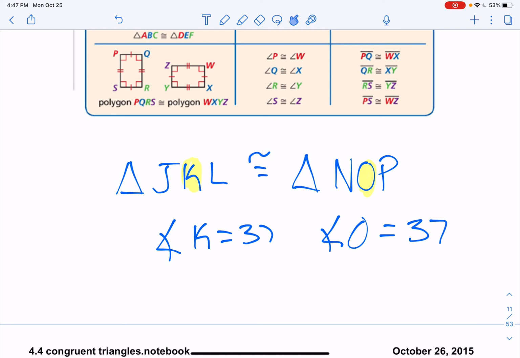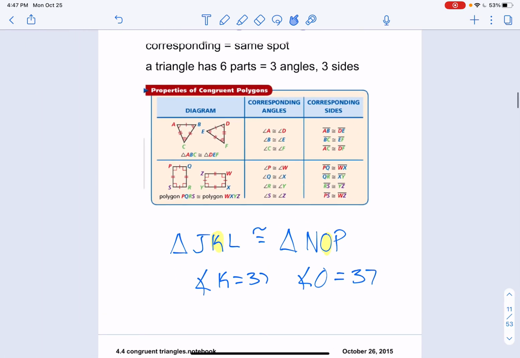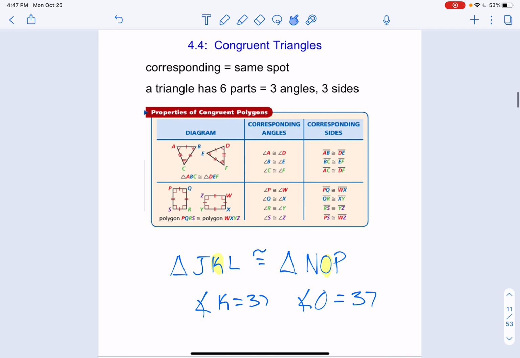And that basically takes care of 4.4. When we get to 4.5 and 4.6, instead of needing all 6 parts, like we reference here, 3 angles and 3 sides, we'll actually only need 3 parts in order to determine that 2 triangles are actually congruent. And we'll get into that later in 4.5.